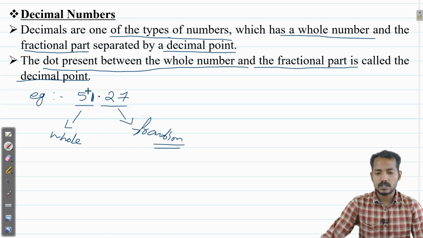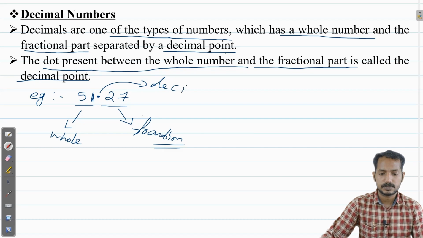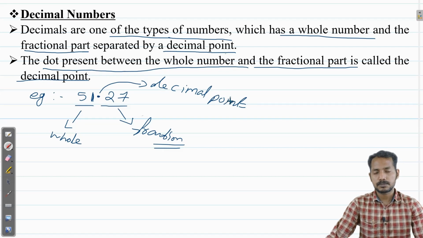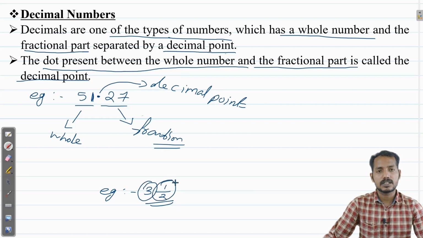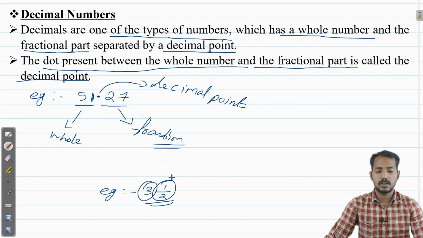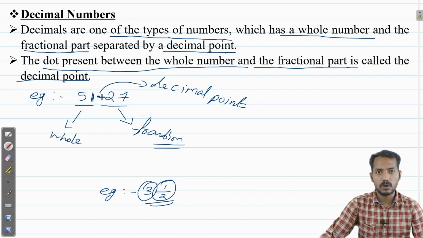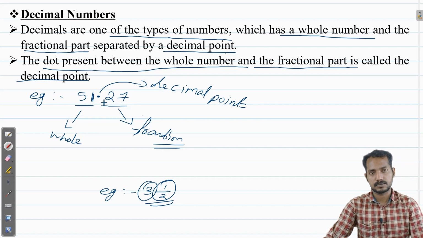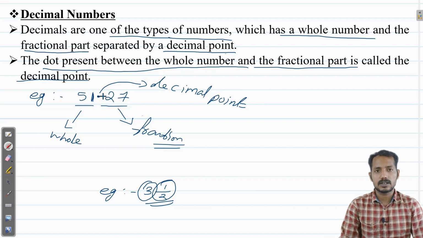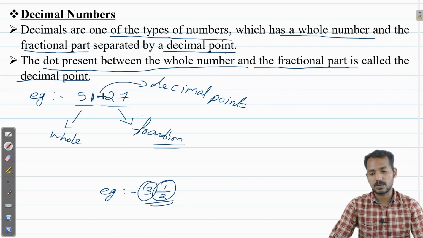So here these two are separated by the dot. This is called a decimal point. Clear? And this is almost similar to a mixed fraction. If you write a mixed fraction like 3 1 by 2, 3 is the whole part and 1 by 2 is the fraction part. But this fraction is written in the form of a fraction, while here it is represented by a dot, then the decimal representation, that is in digits. Clear?